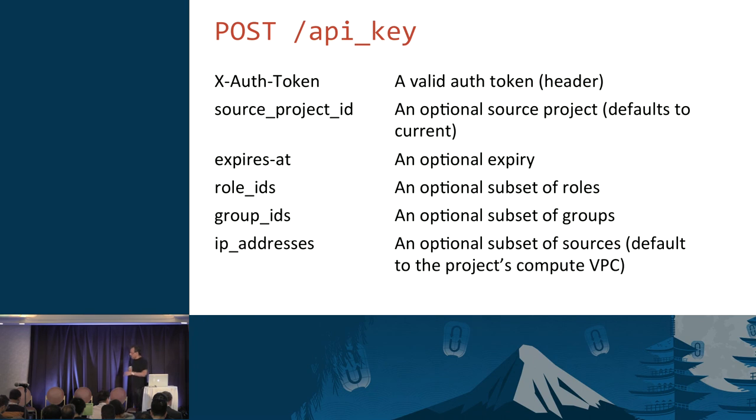The APIs, again, are straightforward. You specify a source project optionally. If not, it defaults to the current project. You set an expiry. You give an optional set of roles as a subset of the roles that you already have. And similarly, a set of groups and optionally a set of IP addresses. And if you don't give any of these, they default to your current VPC.